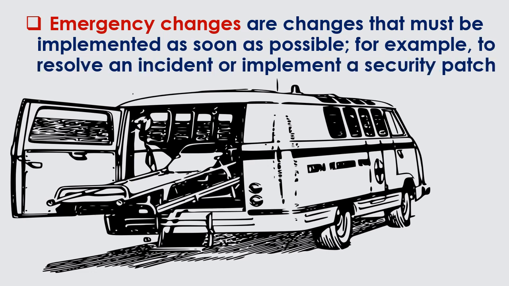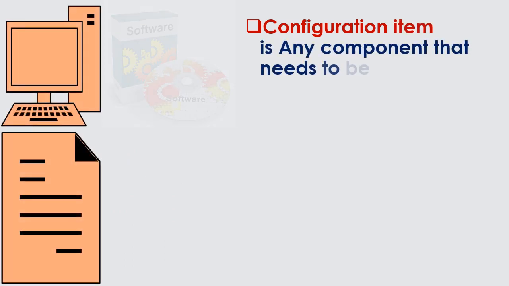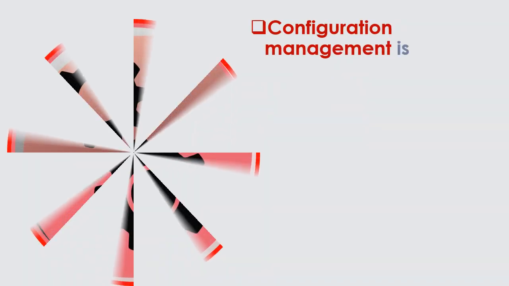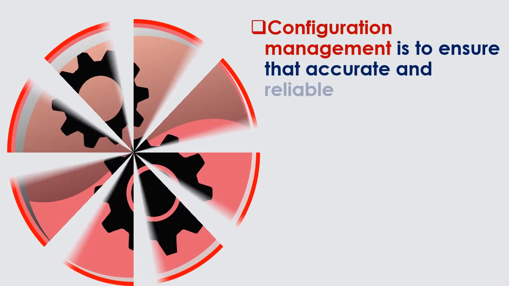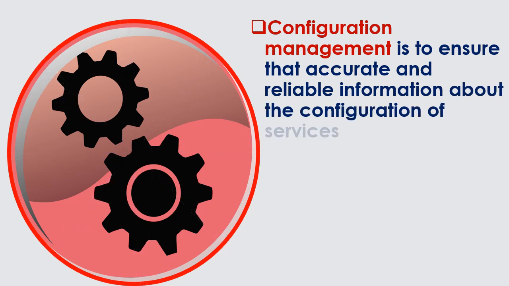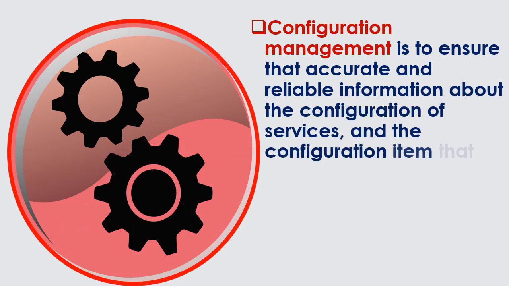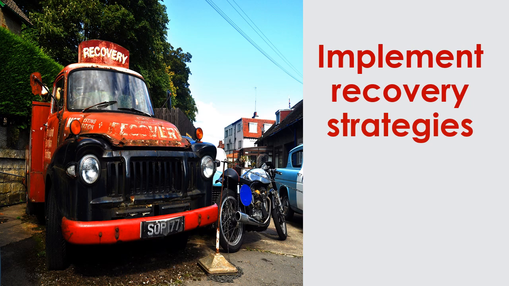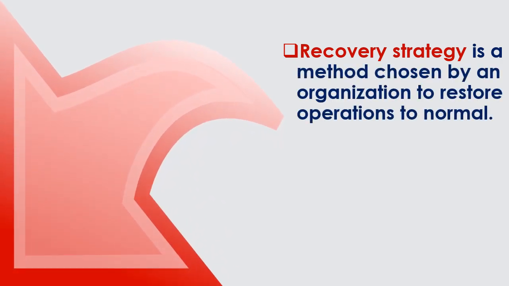Configuration item is any component that needs to be managed in order to deliver an IT service. Configuration management is to ensure that accurate and reliable information about the configuration of services, and the configuration items that support them, is available when and where it is needed. Implement recovery strategies. Recovery strategy is a method chosen by an organization to restore operations to normal.